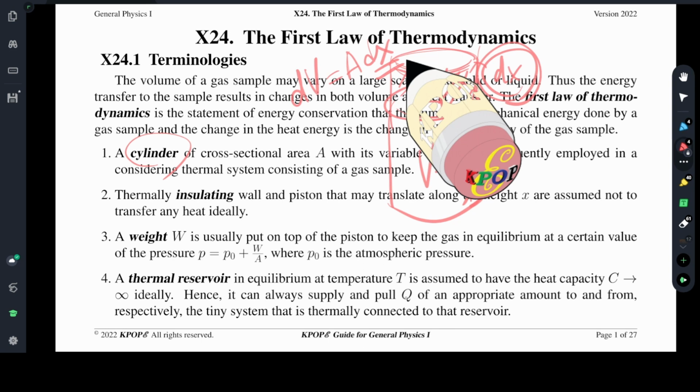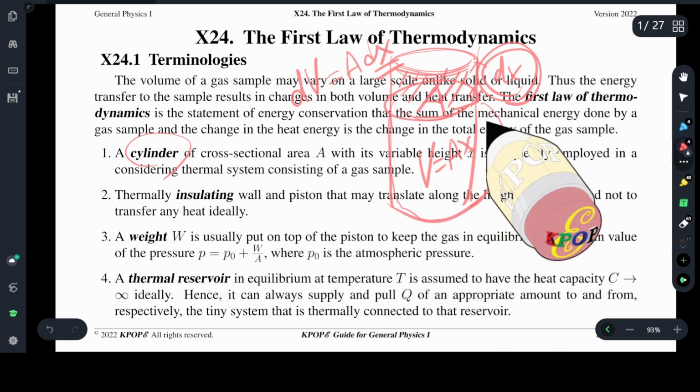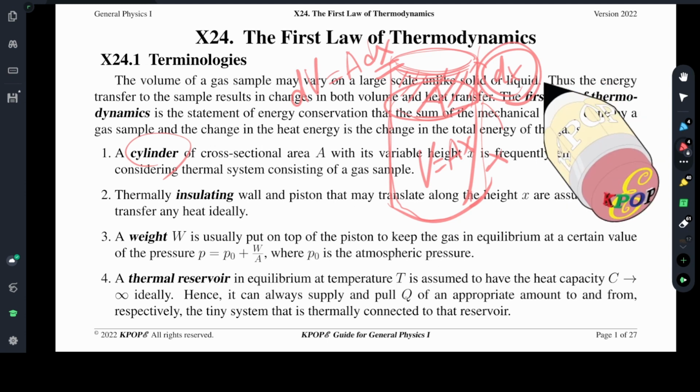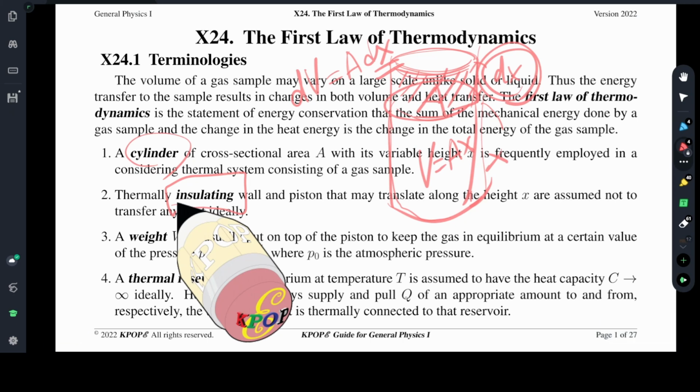In general, it is not required to choose the container in the shape of a cylinder. It is just to simplify the analysis. Next, we frequently use an insulator. An insulator blocks the heat flow between the environment and the system. And our system is mostly gas. It has a variable volume rather than the fixed volume of a solid or liquid.